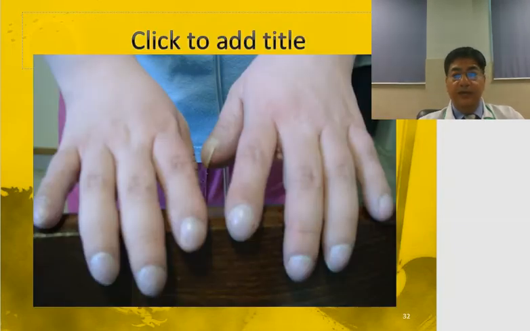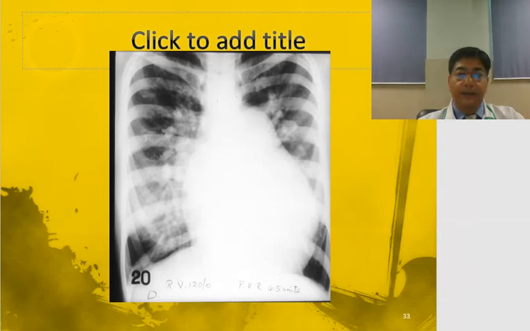So you can appreciate the clinical sign of clubbing, and there is cyanosis as well. This is one of the complications of the larger VSD. And you can see the pulmonary artery prominence in the X-ray chest.